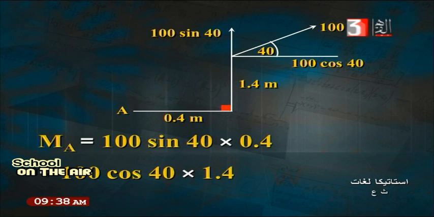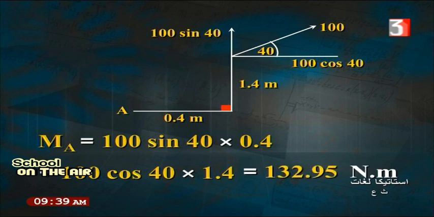1.4. Then don't forget we have two directions of the moment: positive anticlockwise, negative clockwise. Therefore, the answer is 132.95 Newton meter. Remember, my dear student, the unit of moment equals the unit of force multiplied by the unit of distance: Newton meter. Another example.